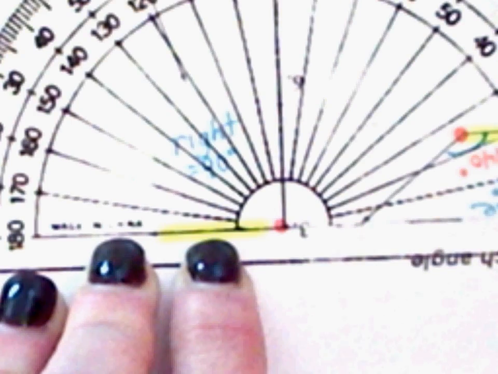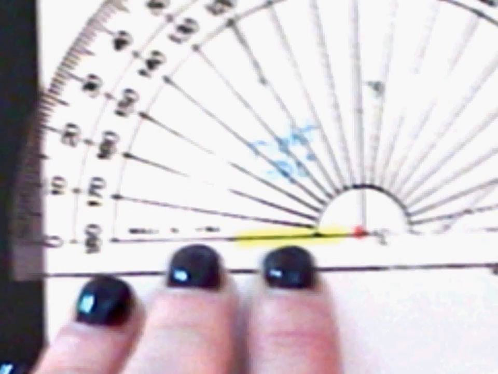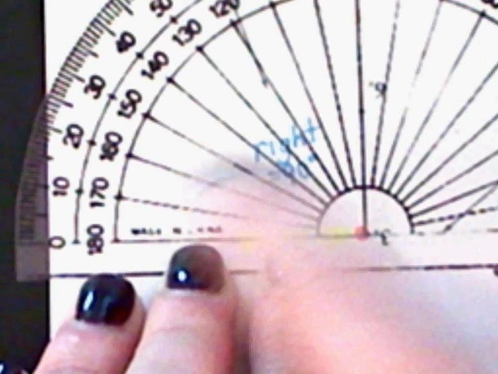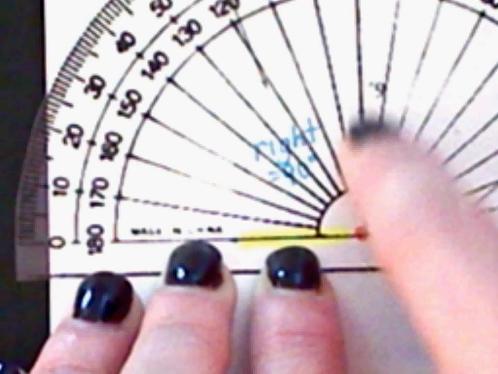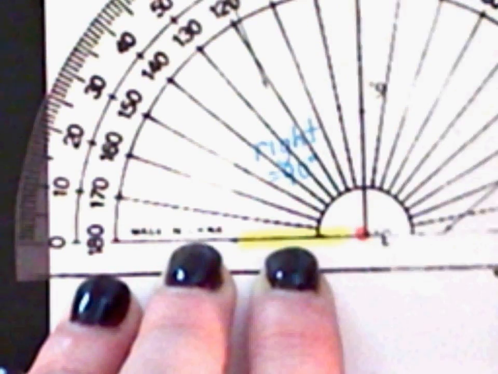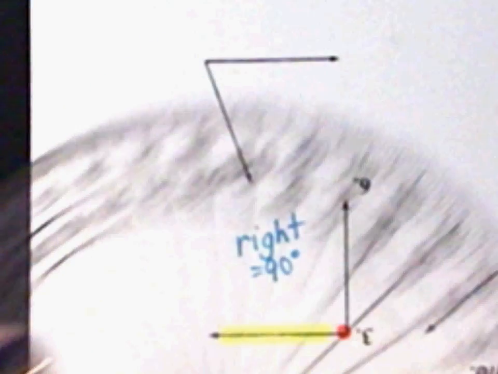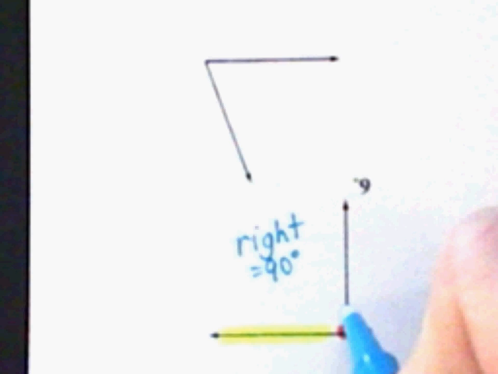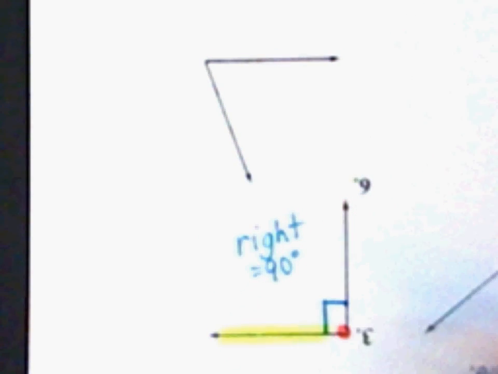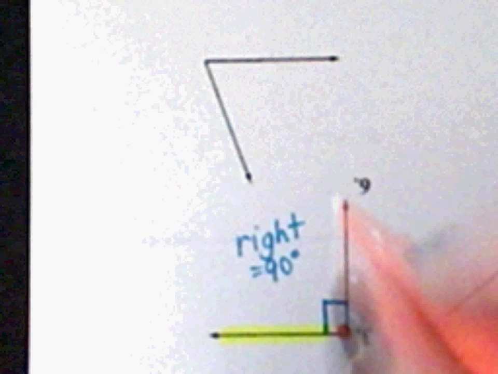It's pointing at 0, so it's pointing at the outside. Follow it up, and look, my other line runs straight up on that 90-degree angle. So we were right. This is a 90-degree angle. So it's exactly 90 degrees.